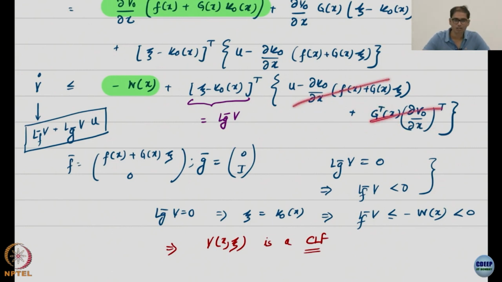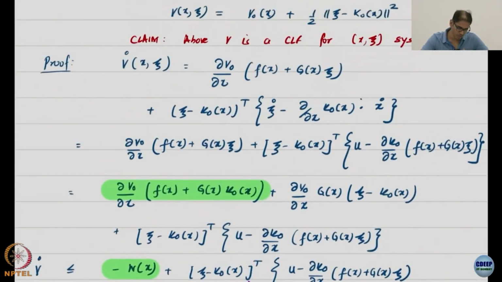Great. Making it 0 is a good idea, but we need something more. So the first step is to cancel this. Good. Now add something more to the control. What else? You can get motivation from the expression of V itself, right?